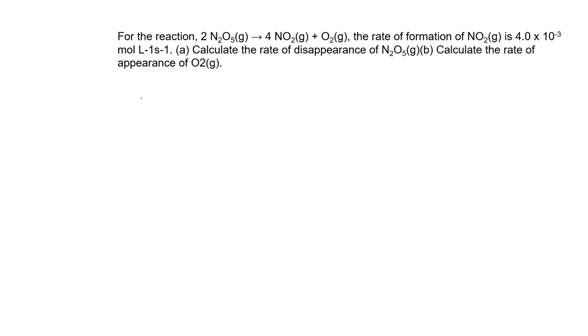So basically what this question says is that the rate of formation, delta concentration of NO2, which is the rate of formation, is equal to 4.0 times 10 to the minus 3 M seconds to the minus 1, all right? So that's the rate of formation of NO2.